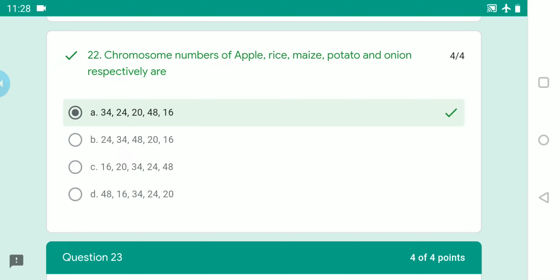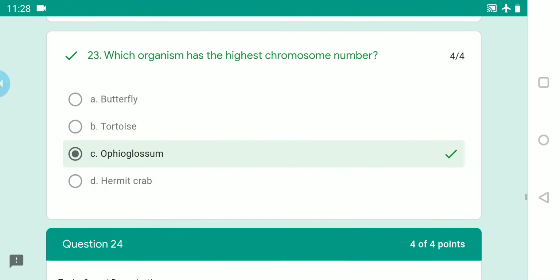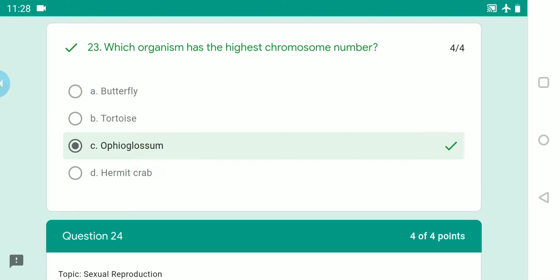Next, the chromosome number is also given. Apple has 34, rice is 24, maize is 20, potato 48 and onion is 60 chromosomes respectively. Which is the right answer? Option E. Which organism has the highest chromosome number? Ophioglossum. Remember, Ophioglossum is the name of a plant, and in this plant we can identify the highest chromosome number.